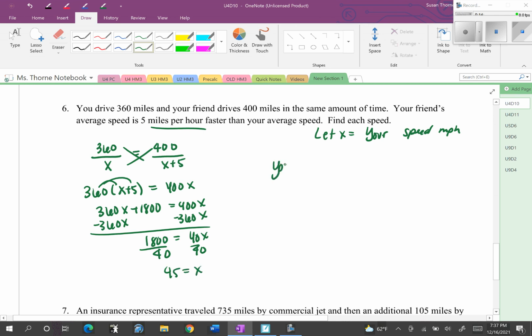So your speed is 45 miles per hour. And your friend's speed, which is 5 miles faster, is 50 miles per hour.